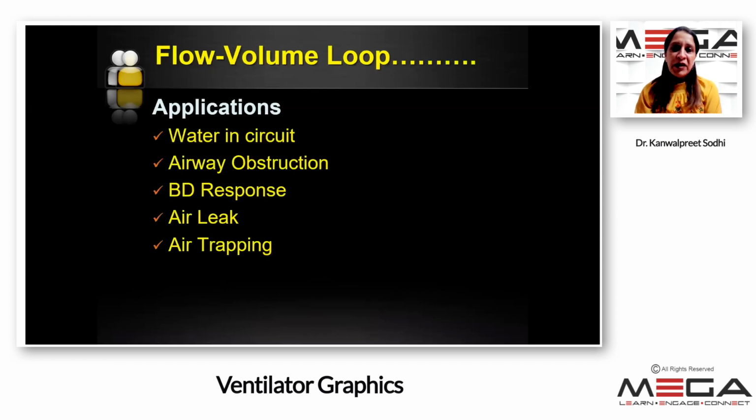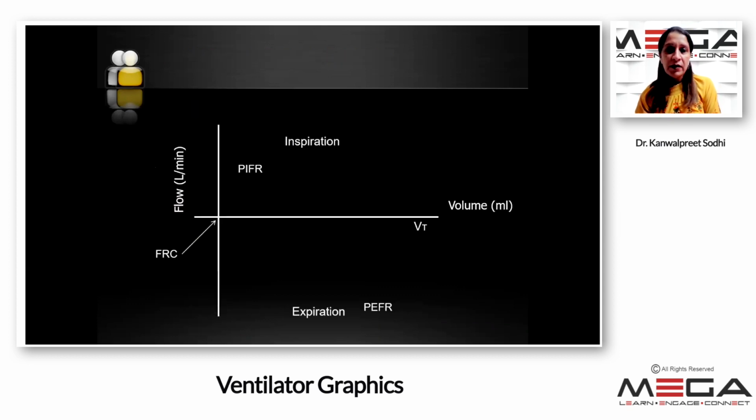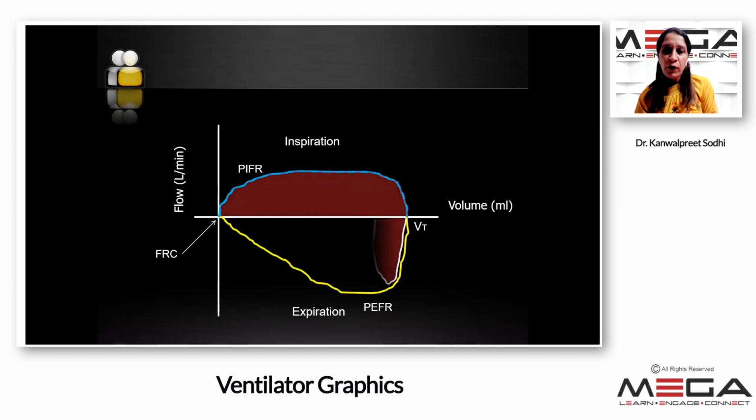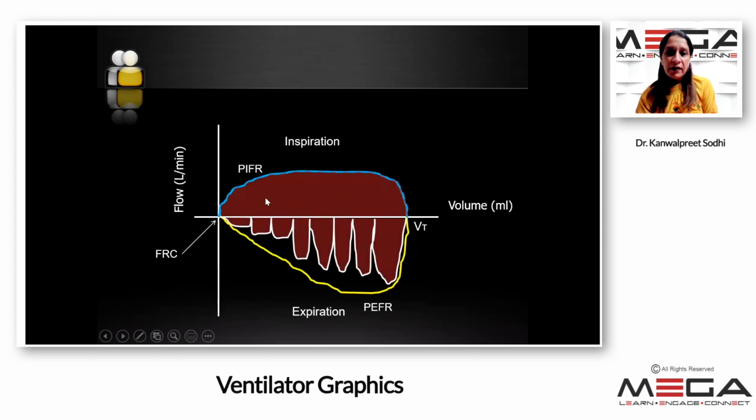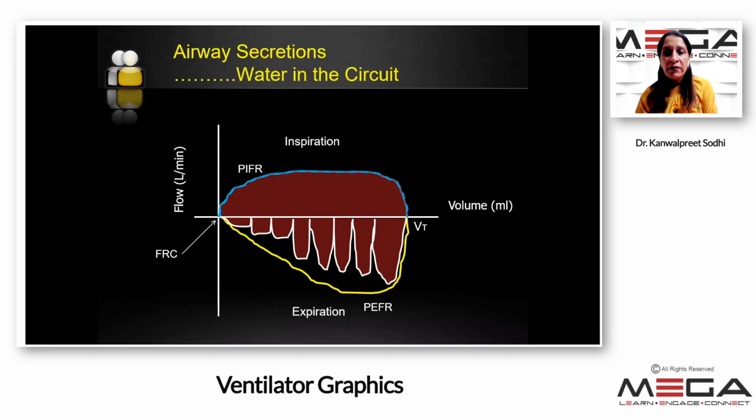The flow volume loops again can be used clinically for numerous things. We can look at the airway obstruction, the bronchodilator response, the air leak, air trapping, what is occurring, we'll just look into it. Okay, so what is this? This is a normal flow volume loop. And what is occurring here? In the expiratory phase, there is a seesaw pattern, an undulating pattern. This implies that there is some obstruction, or there are airway secretions in the airway, or there is water in the circuit. So the expiratory limb seesaw pattern implies airway secretions or water in the circuit.